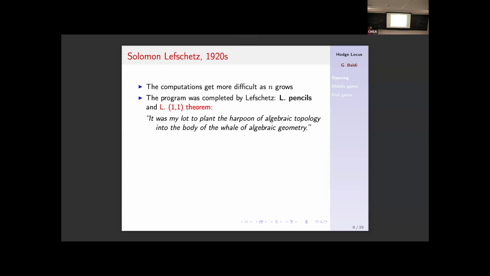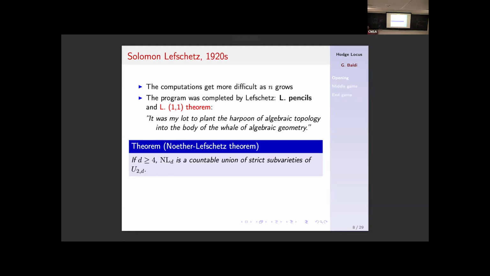"It was my lot to plant the harpoon of algebraic topology into the body of the whale of algebraic geometry." So the use of topological methods was quite new back then. And so if you combine these things, the Noether strategy and this Lefschetz theorem, you get the so-called Noether-Lefschetz theorem, and it says exactly that for d bigger or equal than 4, this locus NL_d is a countable union of strict subvarieties of my parameter space, and in particular a very general variety lies outside.